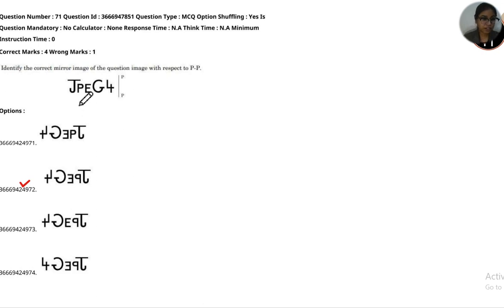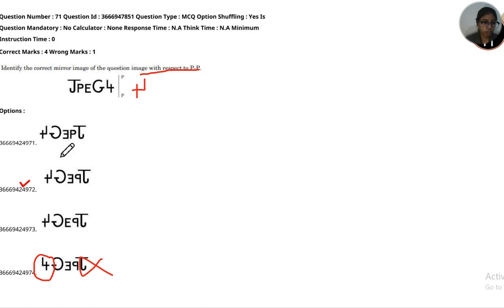Next question also, you have to identify the correct mirror image of the question image with respect to PP. Okay, again the axis is given to you. You have to identify the mirror image. So as you can see very carefully, 4 will be in the front. See, in all the 4 options 4 is given in the front, but here this is not a mirror image. That's why option D is wrong. You will get to see 4 somewhat like this.